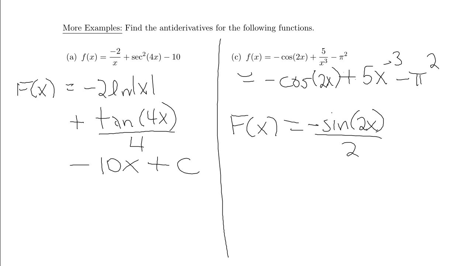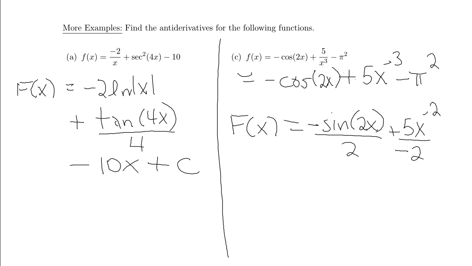For the 5x to the power of negative 3, we want to apply the power rule, right? This is just some power of x. And so the power rule tells us we increase our exponent by 1. So instead of being to the power of negative 3, it'll now be to the power of negative 2, and we just divide by the negative 2.